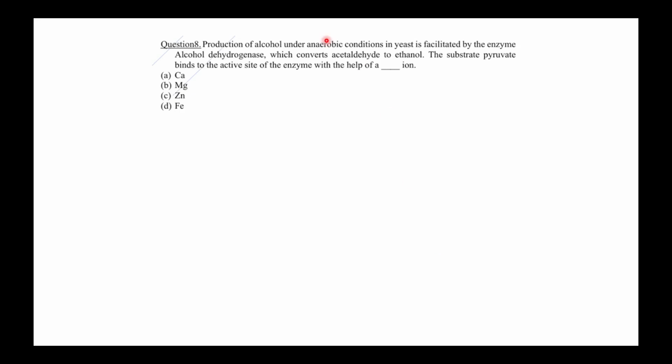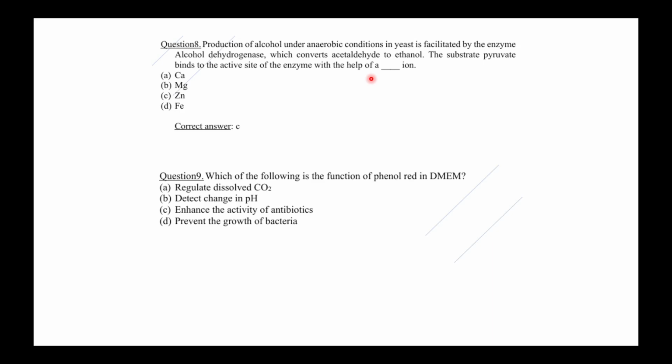Okay. Next is production of alcohol under anaerobic conditions in yeast, which is facilitated by the enzyme alcohol dehydrogenase, which converts acetaldehyde to ethanol. Substrate pyruvate binds to the active site of the enzyme with the help of a dash ion. Again, yes, very good. This is again a cofactor that we are talking about.